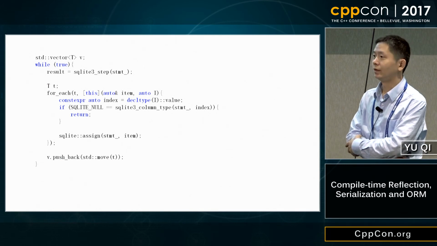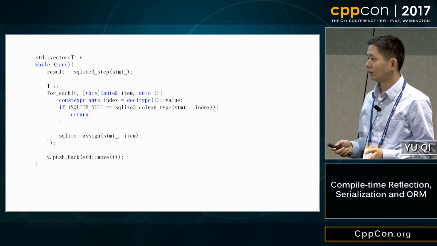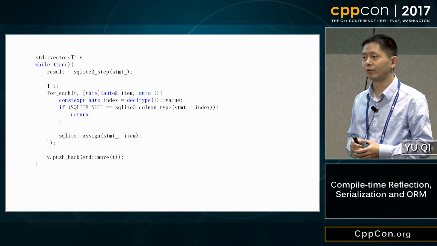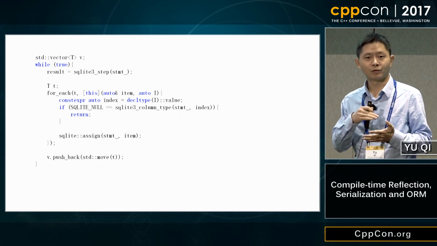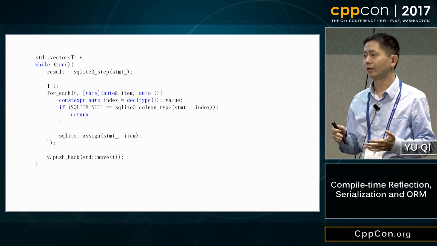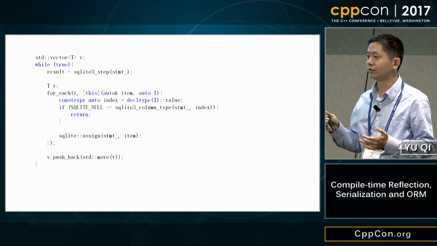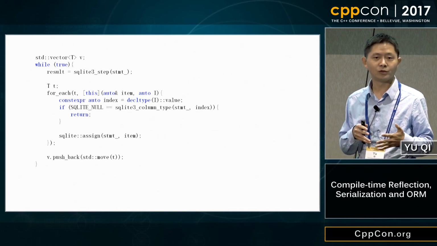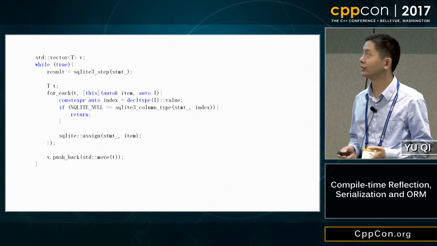This is the deserialize function. We can for each the object, and for each row of the data table, and map the column data to the field, because you know the field type and the field value, so it's very easy.